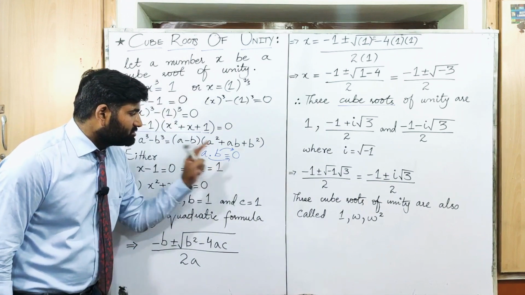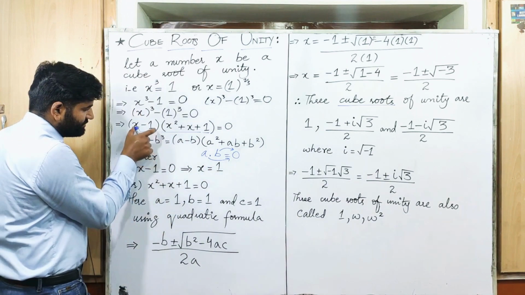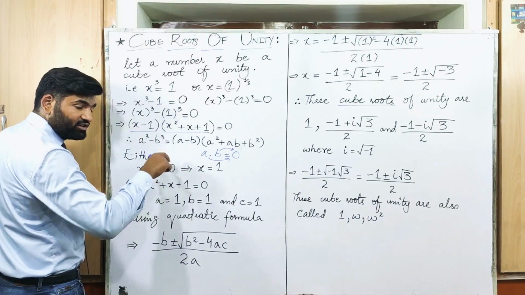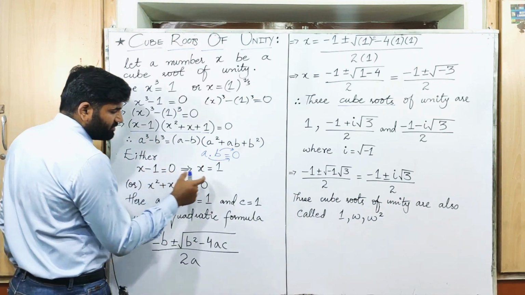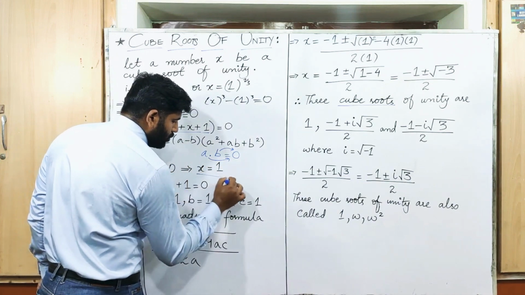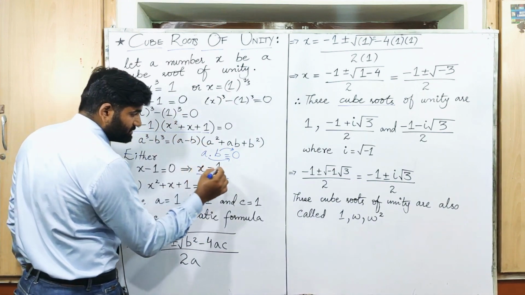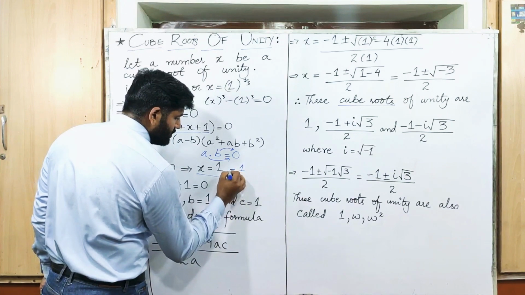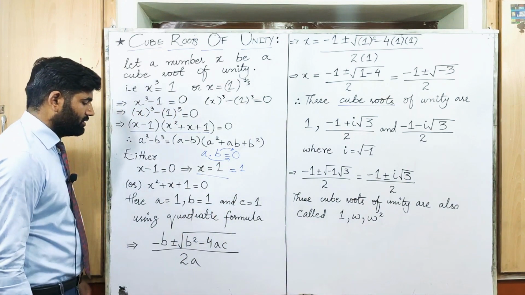So putting a is equal to 0, which is x minus 1, so x minus 1 is equal to 0. This minus 1 will shift to the right hand side, then x will be equal to 1. This is a root for this equation. This is the first root, which is equal to 1. This is the first root of the cube root of unity, basically.